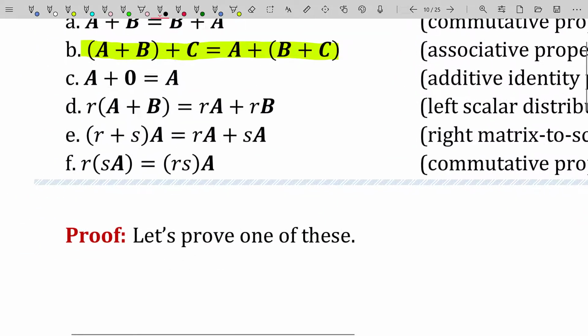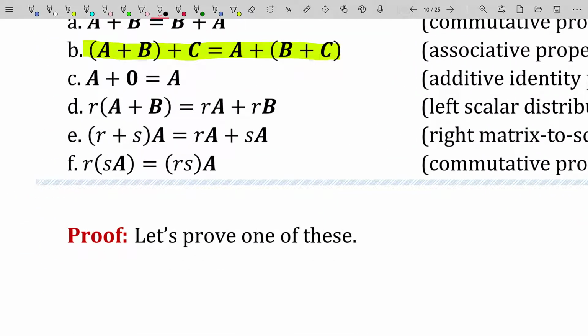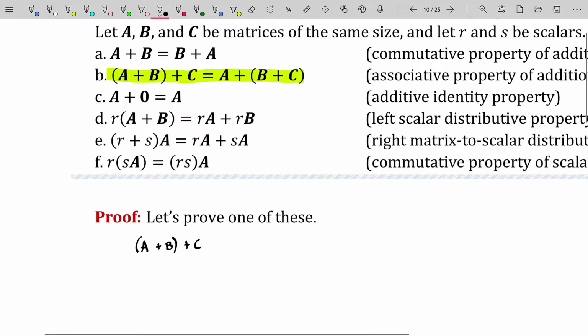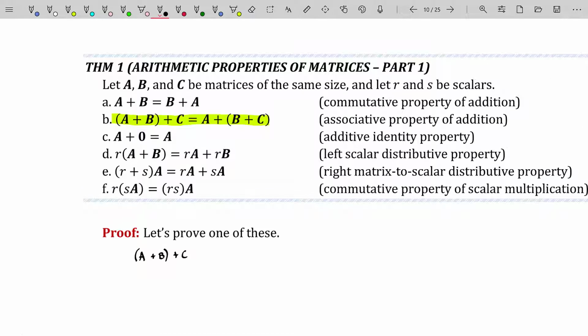Proving one of these, specifically B, I'll start with the consideration of the left-hand side. Now, before I start, I should state some major suppositions here, that A, B, and C are matrices of the same size, and that R and S are scalars, even though we're not going to use R and S here. So I'm just going to go ahead and highlight this statement right here saying, let's go ahead and assume that A, B, and C are of the same size.